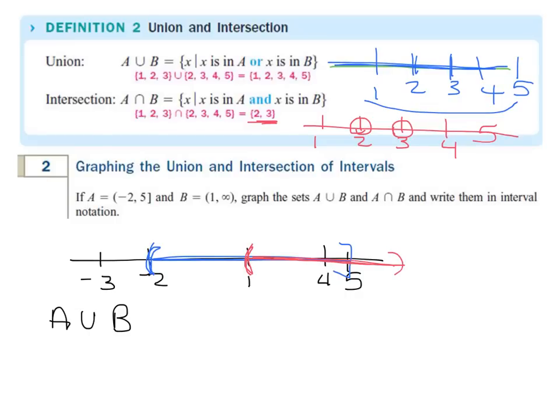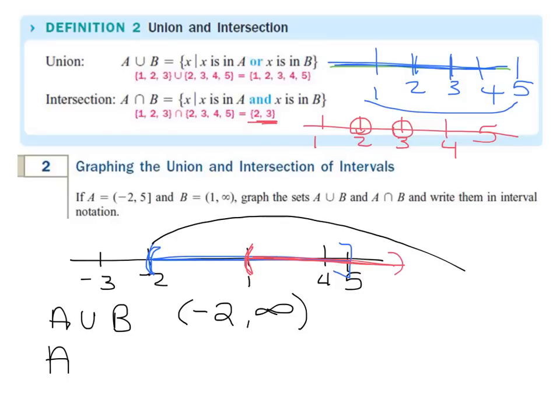So for union, we want everything that's included. So for that, we've got from -2 to infinity. That includes all of these numbers. Okay, so for intersection, now we need to see where they intersect. It starts right here at 1, which is not included, so it's soft, and it goes all the way to 5 included. There's your intersection.